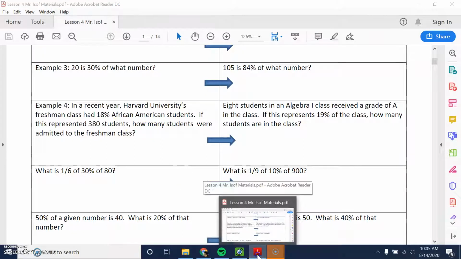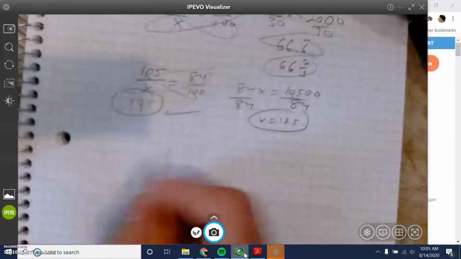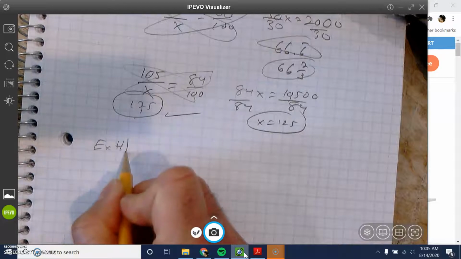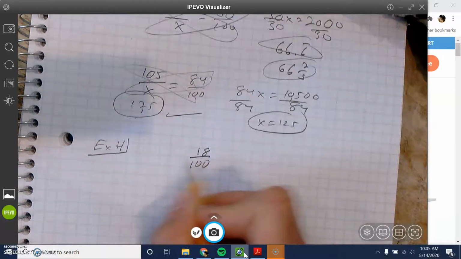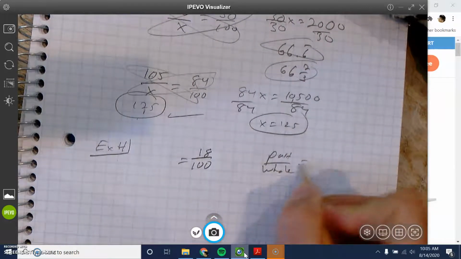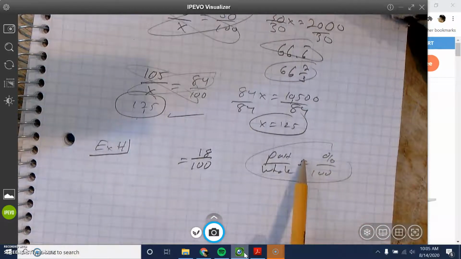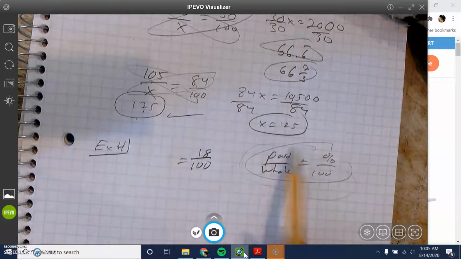So what we know here, in example 4, is what percent were African American? 18%. And I think we're just going to do this one. Part over whole equals percent over 100, because this is always the default. This is what Mr. Isof is based out of, this one right here. So this is the default.